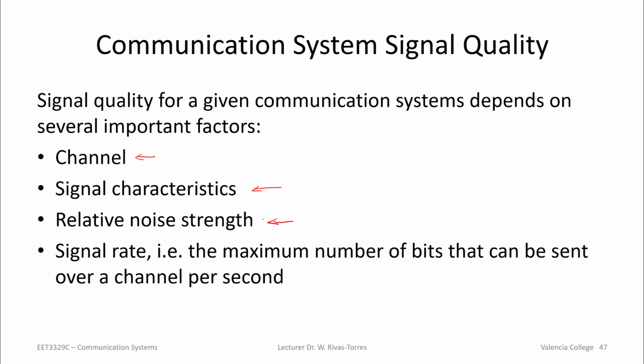The signal rate also plays a role here. When we talk about signal rate, we're mostly talking about the rate at which the information is delivered. And this is what we call bits. Because most of our communication is digital, it's how many bits per second, or bits per unit of time, you get. So we want to know how many bits can be sent over the channel per second.